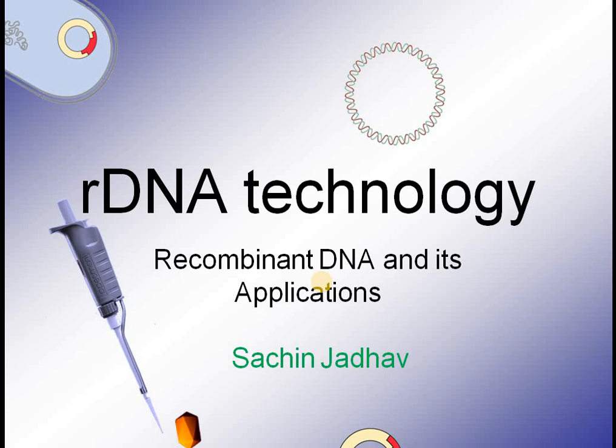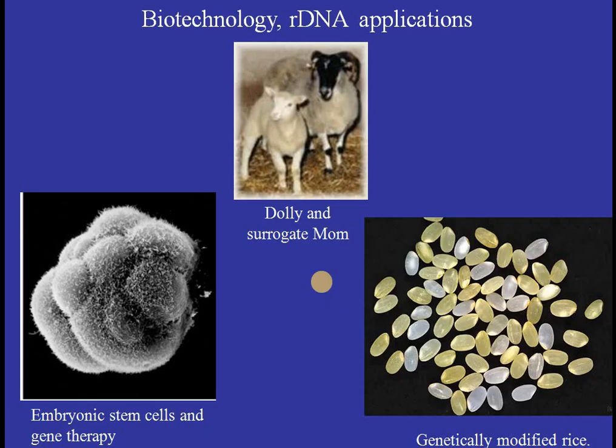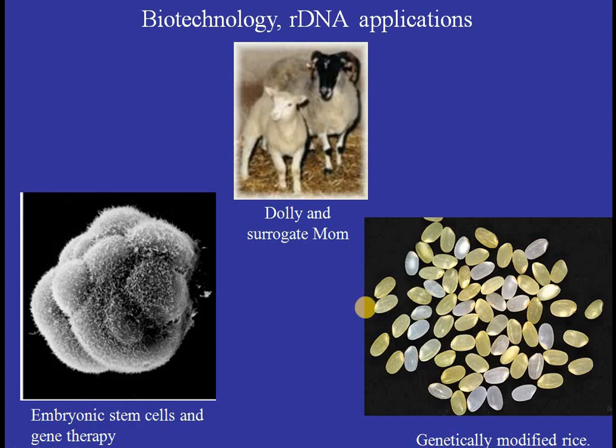Okay, so we will see a few recombinant DNA technology applications. Here in the first image, you can see biotechnology and recombinant DNA technology applications. The first one is Dolly and her surrogate mom. In the second image you can see genetically modified rice. Dolly was the first transgenic animal. You have to remember this, actually this was a question asked in NIPER.